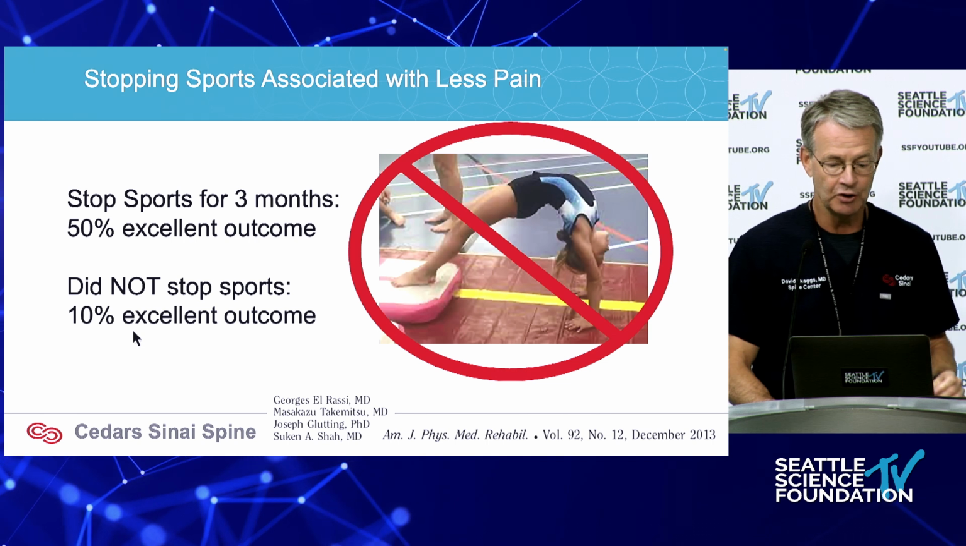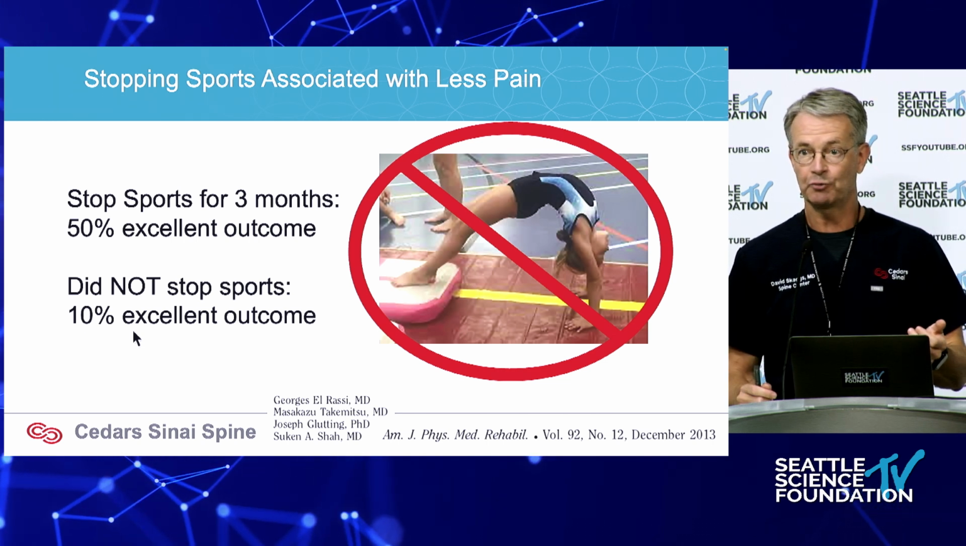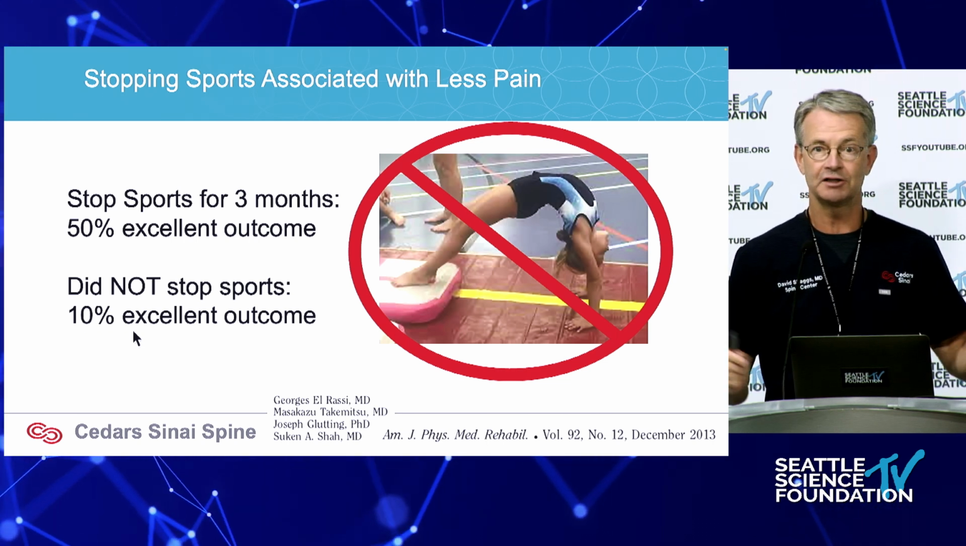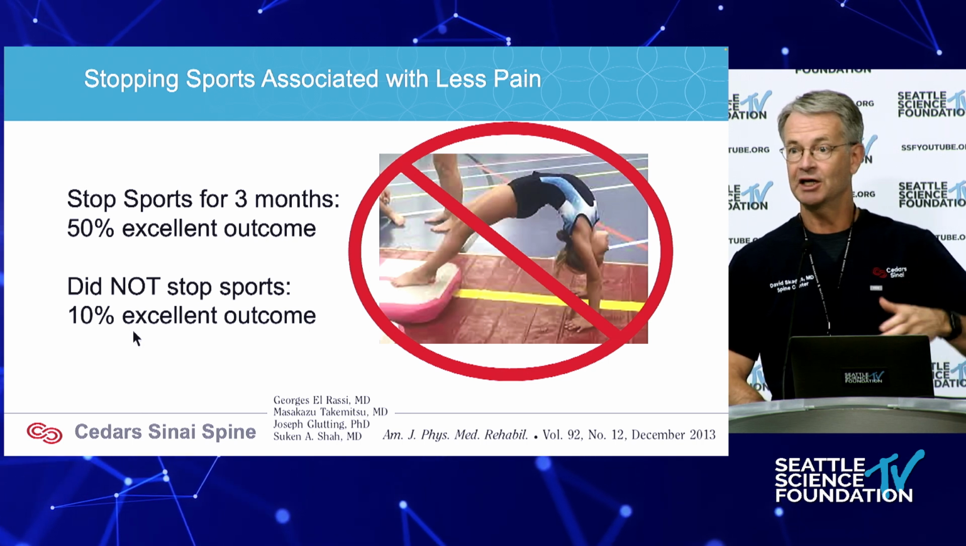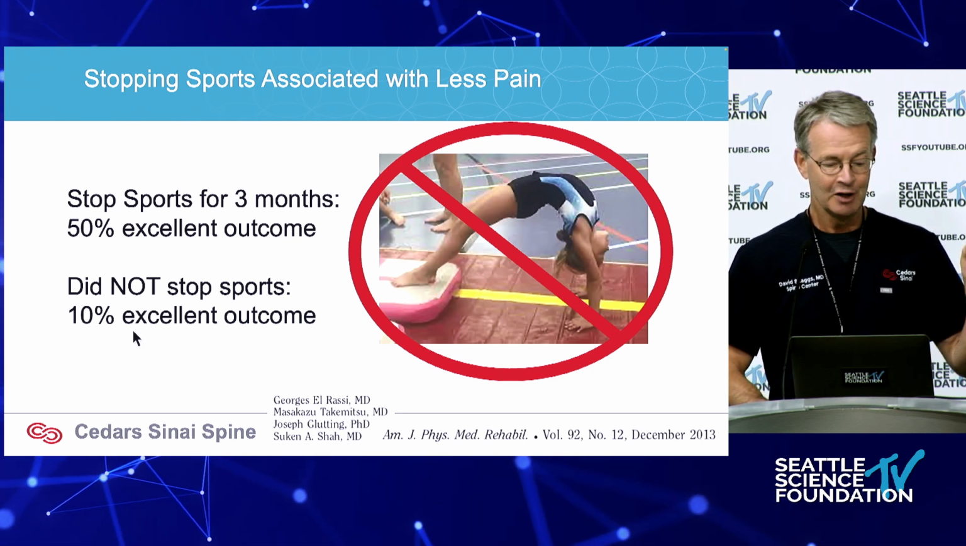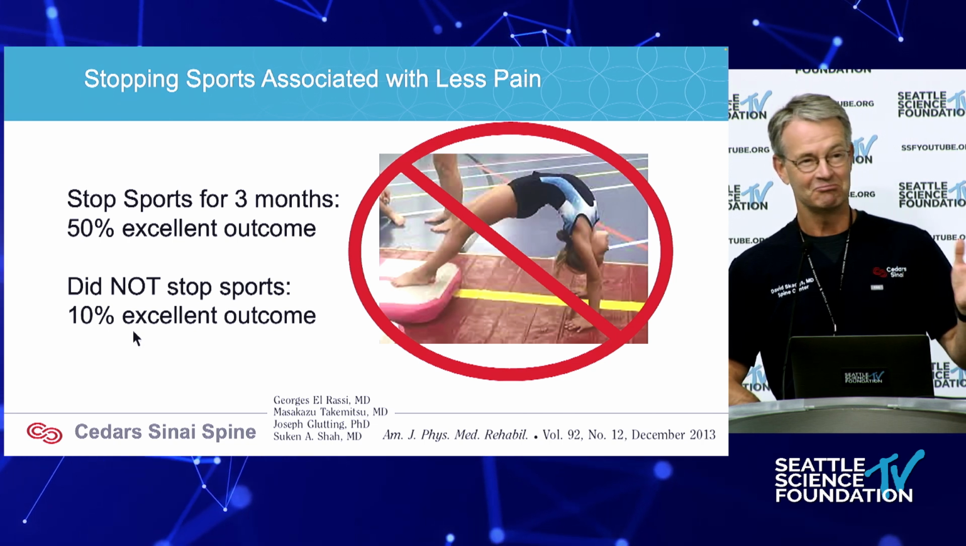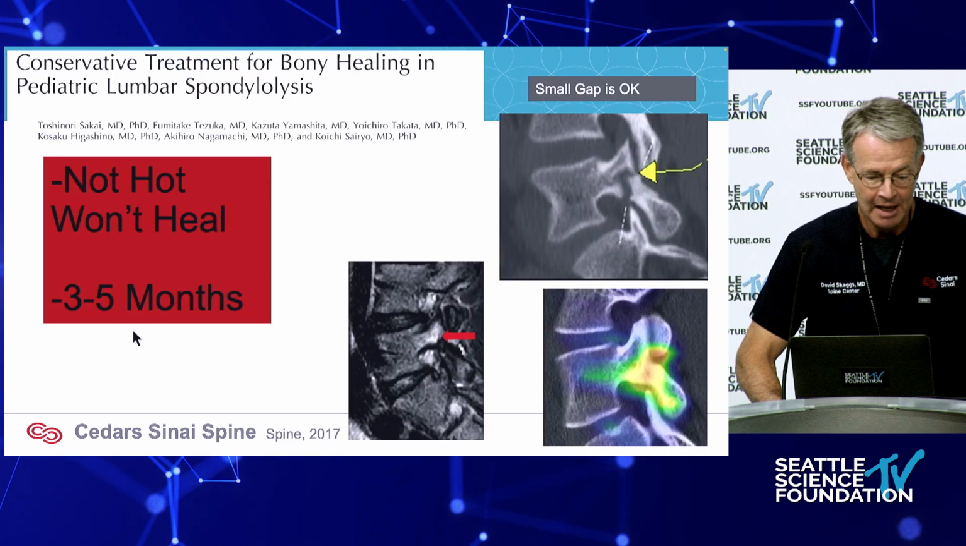Some studies have shown that if you take people out of sports for 3 months, 50% of the time the pain goes away. Now, it doesn't always heal. Maybe it just calms down. Maybe there's a fibrous non-union. But if you don't take people out of sports, it doesn't heal quite so often.